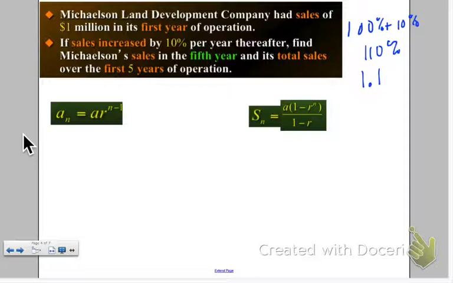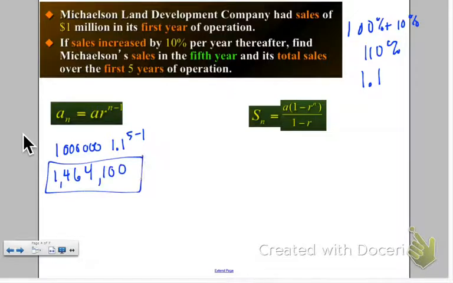Okay. So for the fifth year, it would be their starting amount, 1 million, times 1.1. And since we're looking for the fifth year, it is 5 minus 1, so to the fourth. 1.1 to the fourth. Multiplying that out gives you this. So they got 1.464 million in the fifth year.